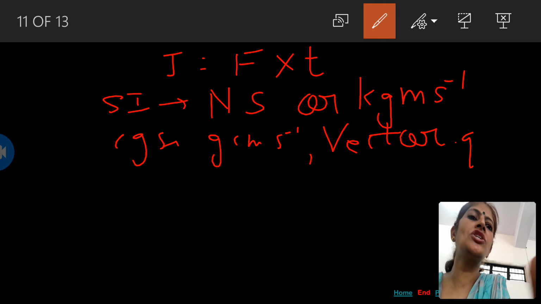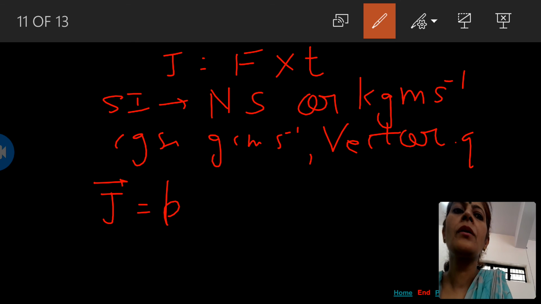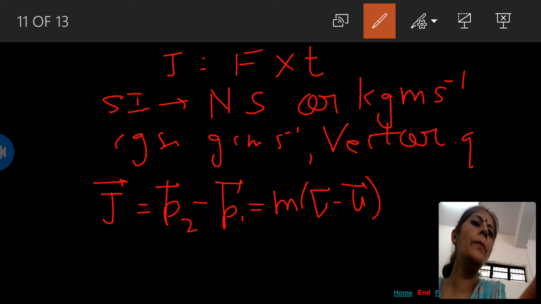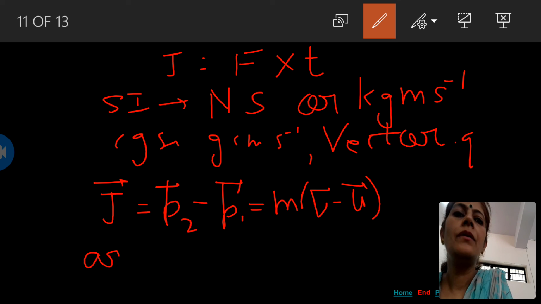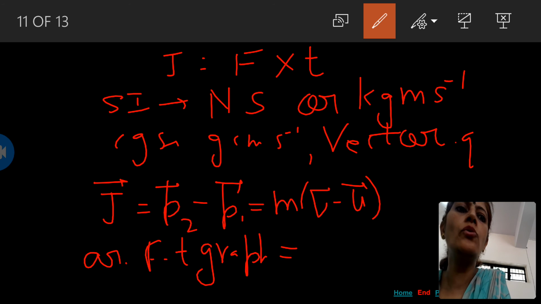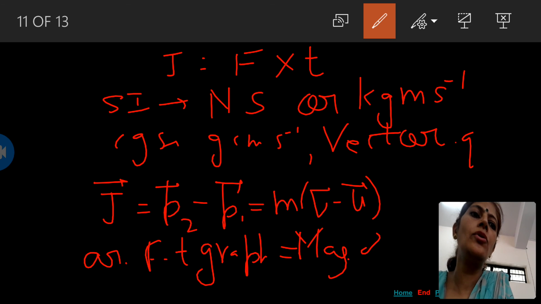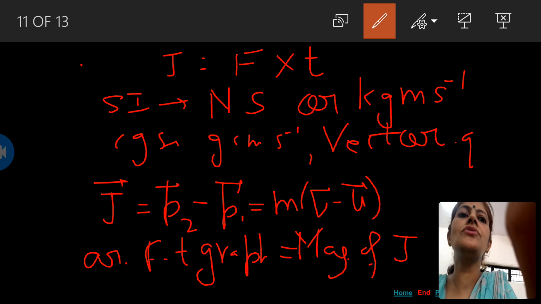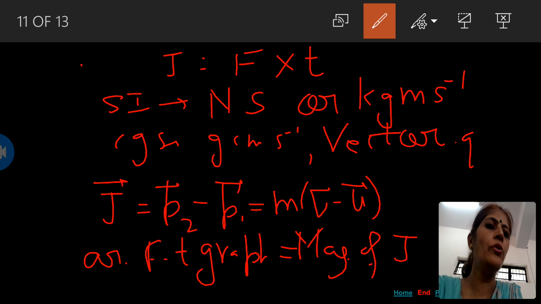Then next comes the relation between impulse and momentum. Impulse J vector is equal to p2 vector minus p1 vector, and it is equal to m (v vector minus u vector). And last comes the impulse momentum theorem, that is area under the force time graph is equal to the magnitude of the impulse J. So, these are some points which we have studied in this video lesson.